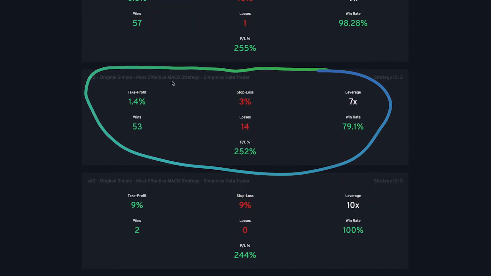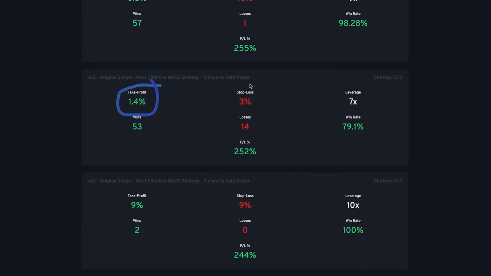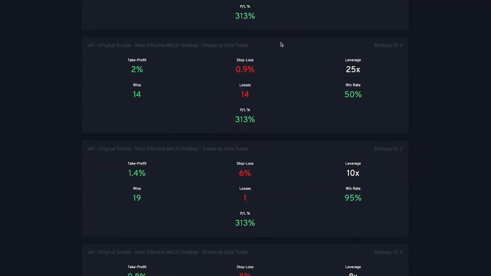All right, this is a pretty good setup here with the take profit at 1.4%, stop loss at 3%, and we have 53 wins, 14 losses with a 79% win rate and a 252% P&L percentage. But honestly, I like the previous version better, so I will go back and show that one. All right, this is the strategy I like the most here. 2% take profit, 0.9% stop loss, 25x leverage with a 50% win rate. But again, keep in mind, this is only based on the history. Does not mean it will work in the future, but I will definitely try it out in the live market.